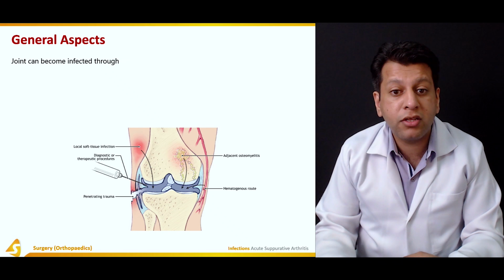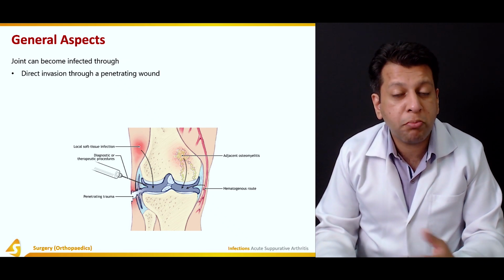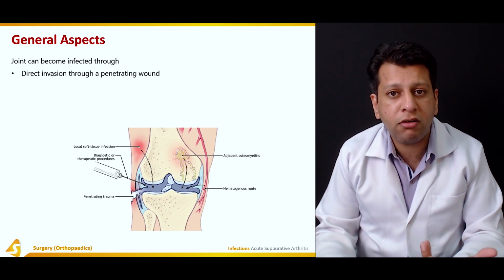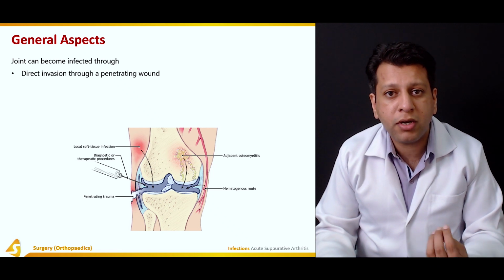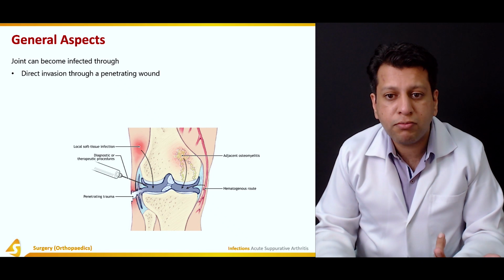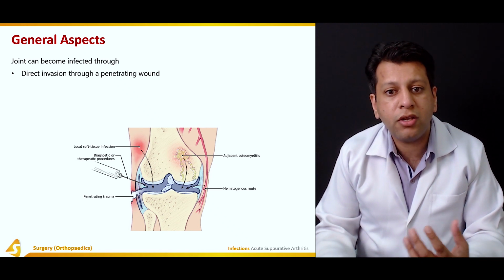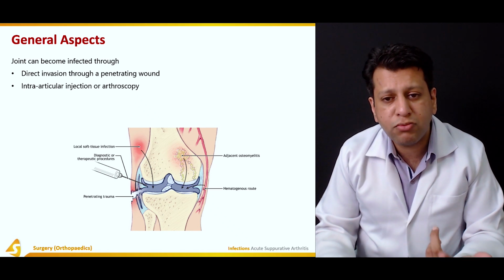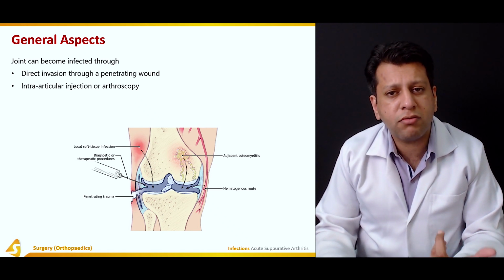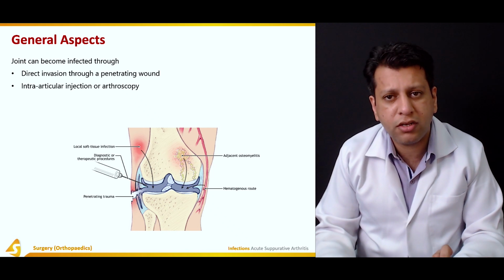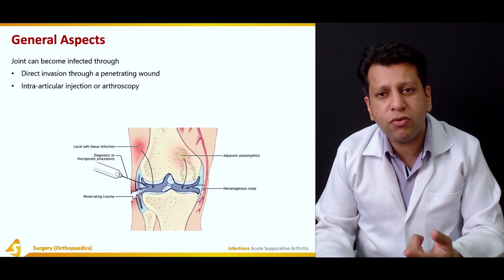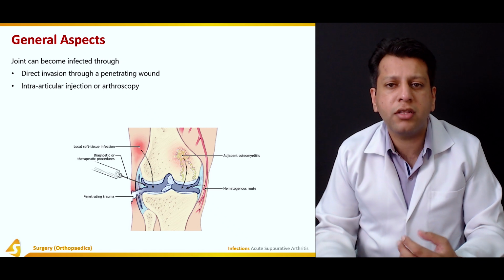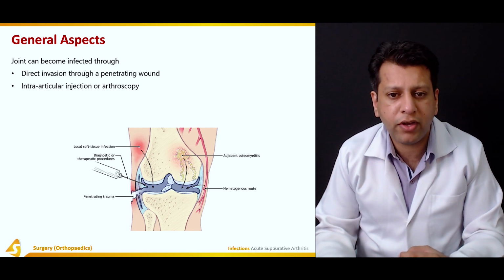A joint can become infected through direct invasion, through a penetrating wound. A child was playing and got some kind of penetrating injury to his or her knee. Other likely causes could be an intra-articular injection or arthroscopy. Usually, in intra-articular injections, needles are sterile, but if there was some kind of breach in the hypodermic needle, this can predispose to infection.